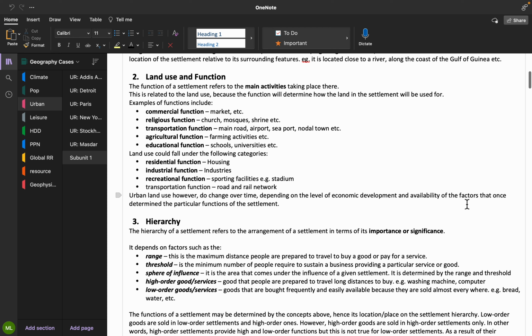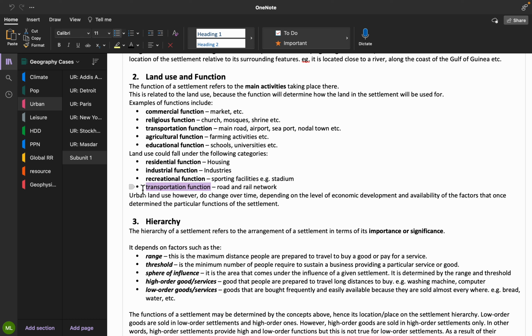So land use can also fall under categories which are different from functions. So this would be the residential function. So this is for housing where people live. Industrial function. So this is for industries and factories. Recreational function. So this is for like sporting facilities, anything related to having fun, leisure, and tourism.